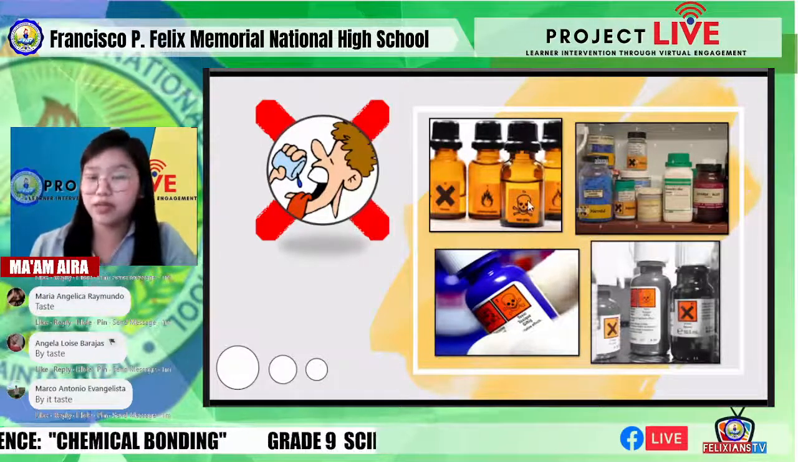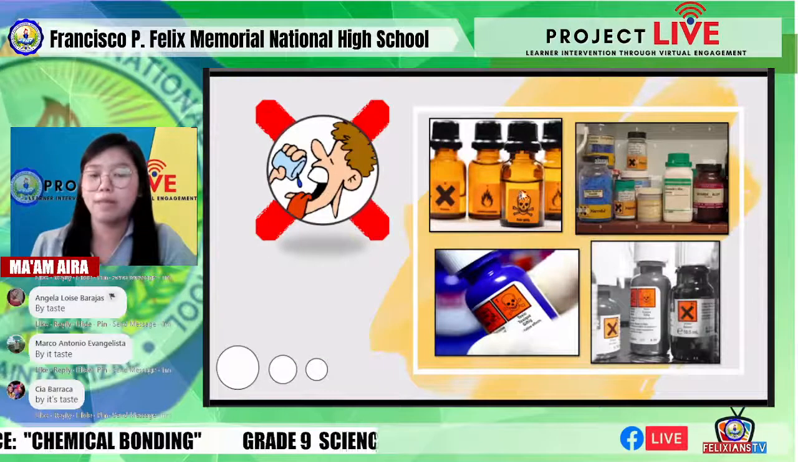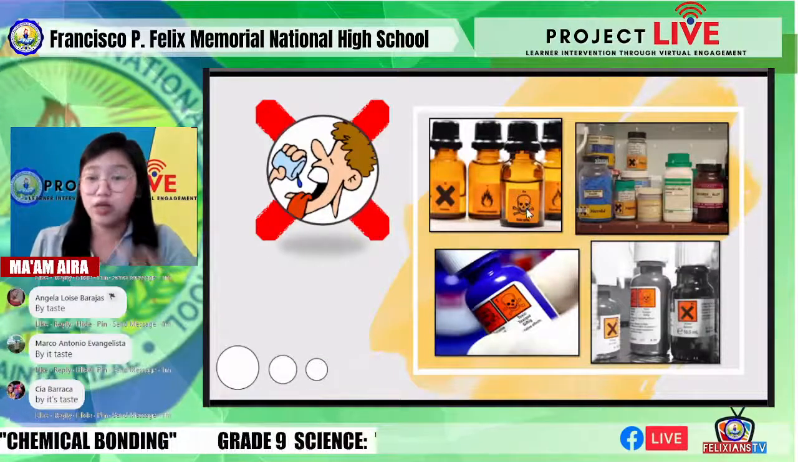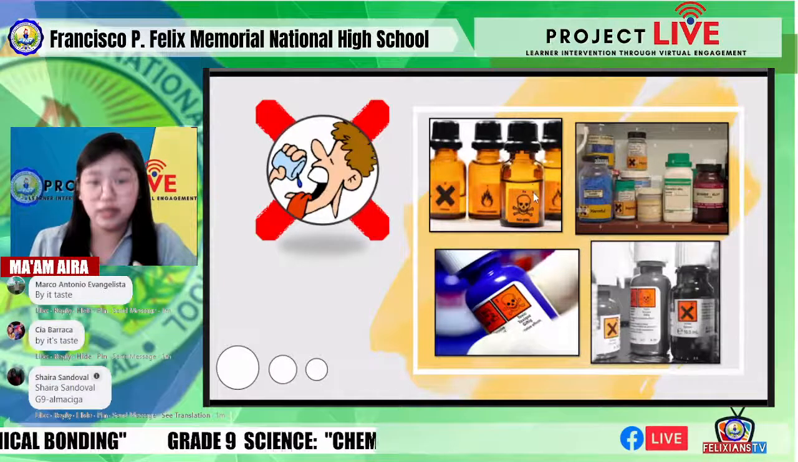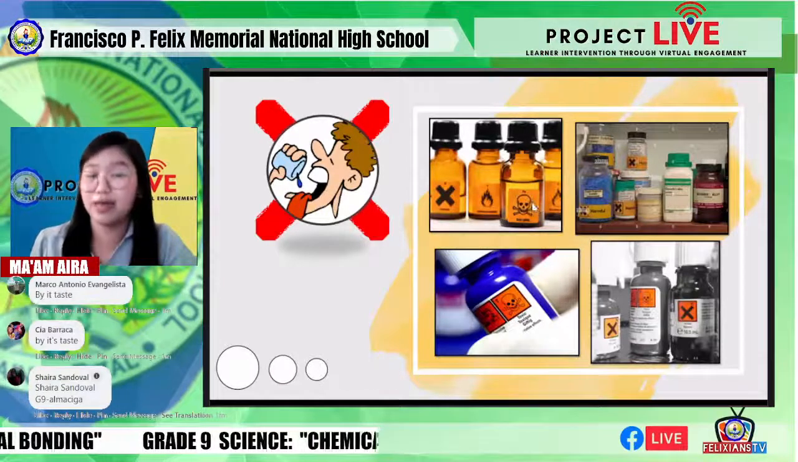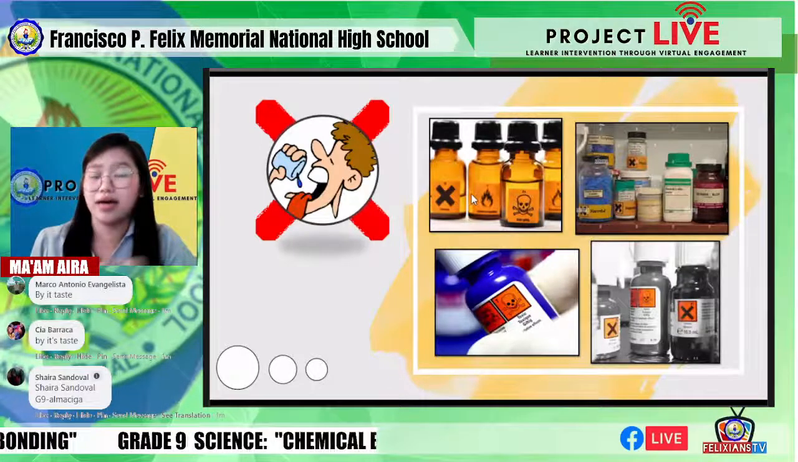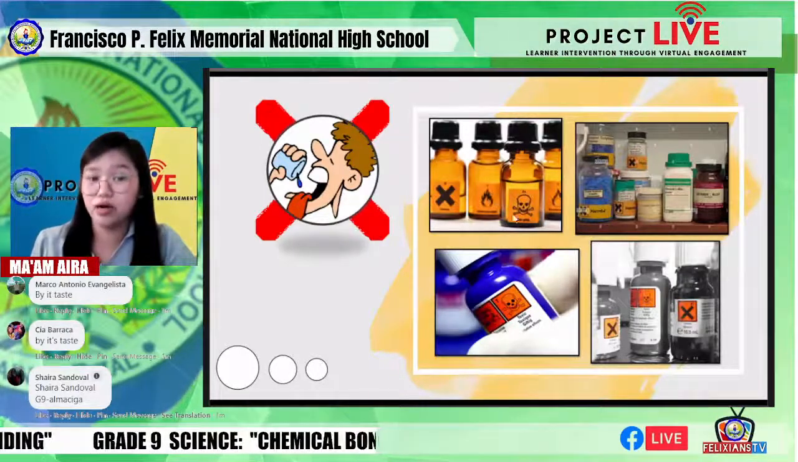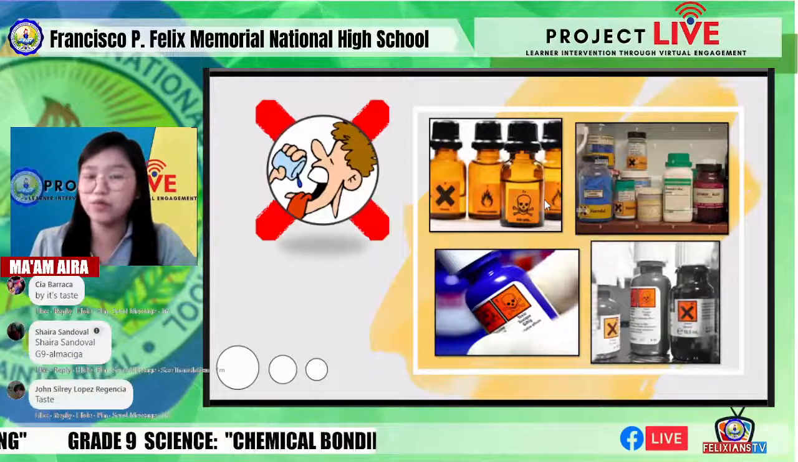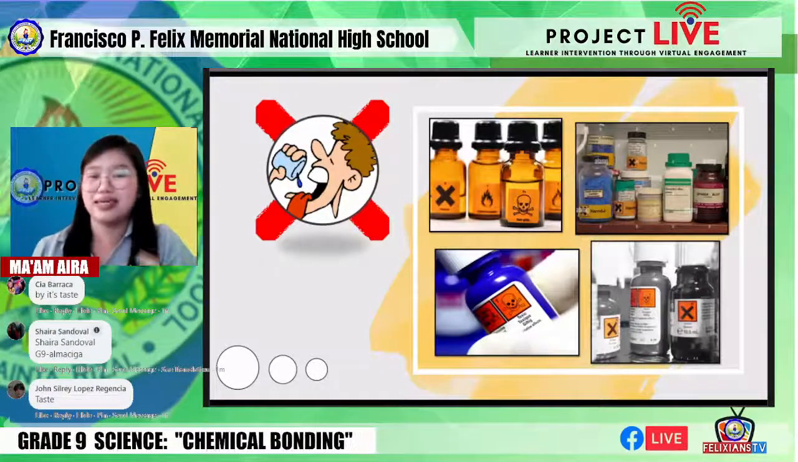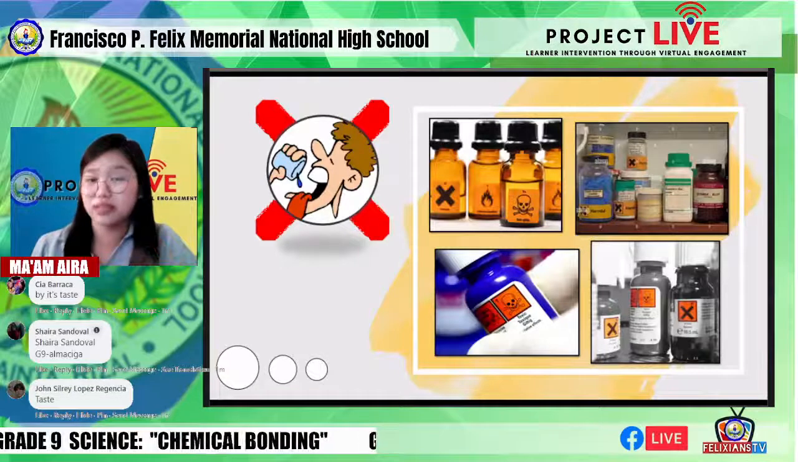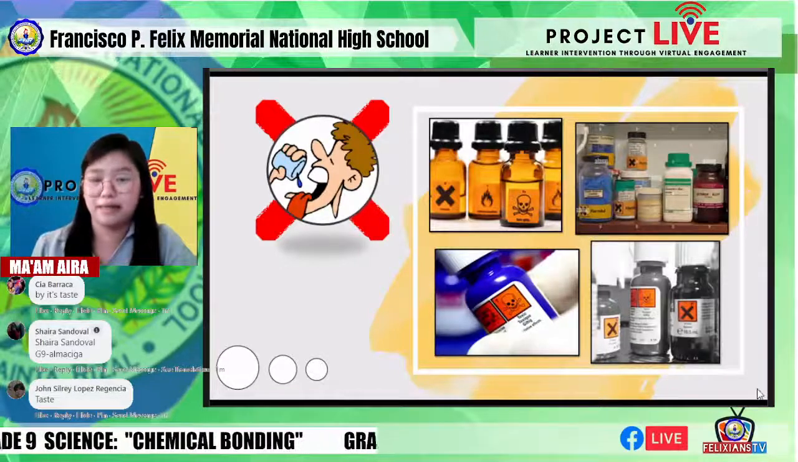Meron tayong mga substances or meron tayong mga compounds that has poison or can cause poison to our body. Just like this one, meron silang mga label na merong X, fire, o kaya naman ay bone. So we have to set distance if we see this kind of labels. Kasi ang ibig sabihin yan, they are toxic or they are harmful to our body.